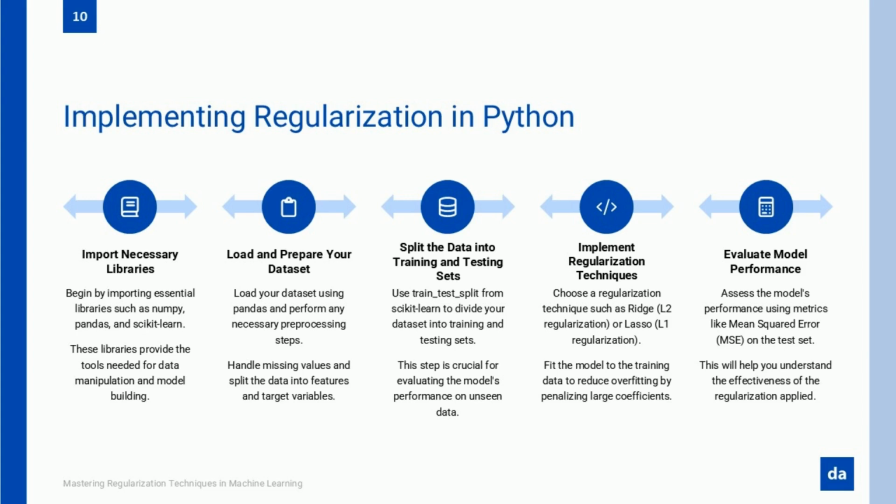You're working on a machine learning project. Maybe it's predicting house prices, customer churn, or fraud detection. Your model seems to be working fine during training. It's hitting high accuracy, low error, everything looks great. But then the moment you test it on new data, the performance completely drops. That's when you know you've got an overfitting problem.